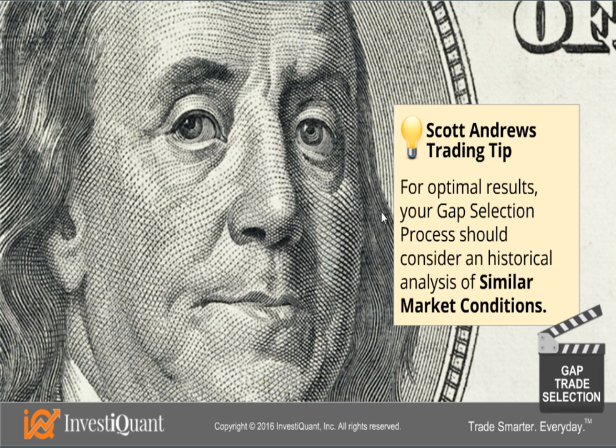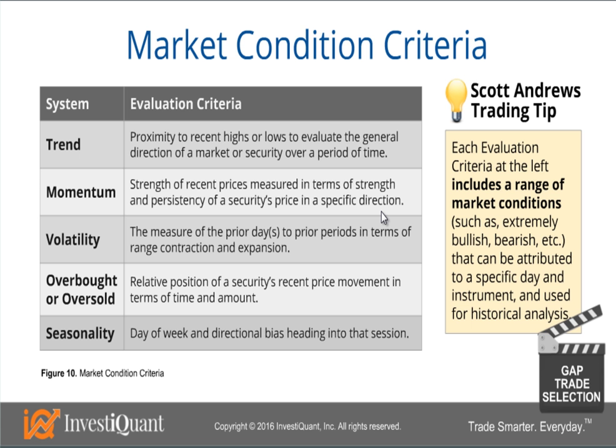So for me, I don't have time to get into these, but I have organized all of my research over the years into 5 core systems for trading the gap. I actually have 8 systems, but 5 main ones that are market condition based. I look at the trend, I look at the momentum, I look at the volatility, I look at whether we're overbought or oversold. That's basically Bollinger Bands, different percentiles of standard deviations, and seasonality.